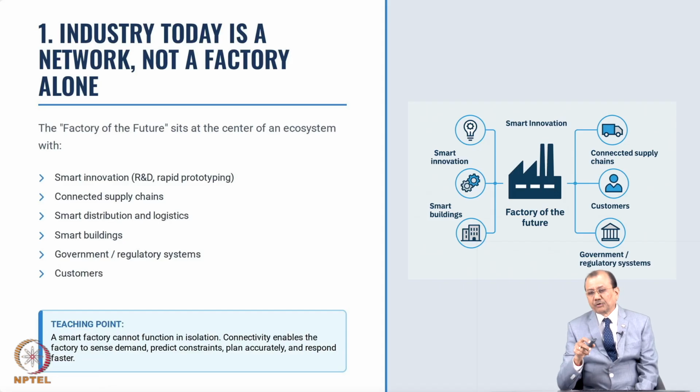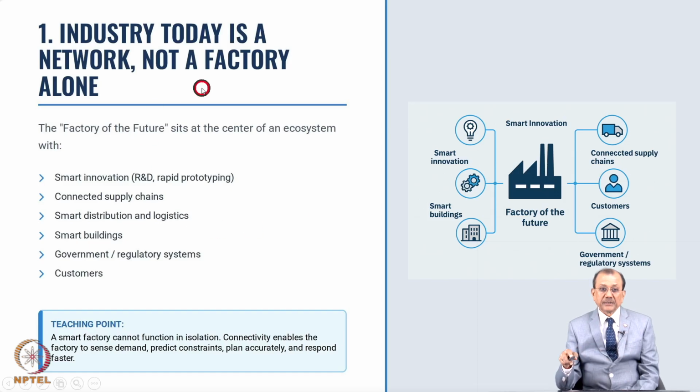There was a time when we had factories in isolation. Now we can't think of a factory in isolation. If a factory has to perform, it has to be a part of the network. The factory is connected on the internet, connected on the site, and factory systems are connected with the customer systems.